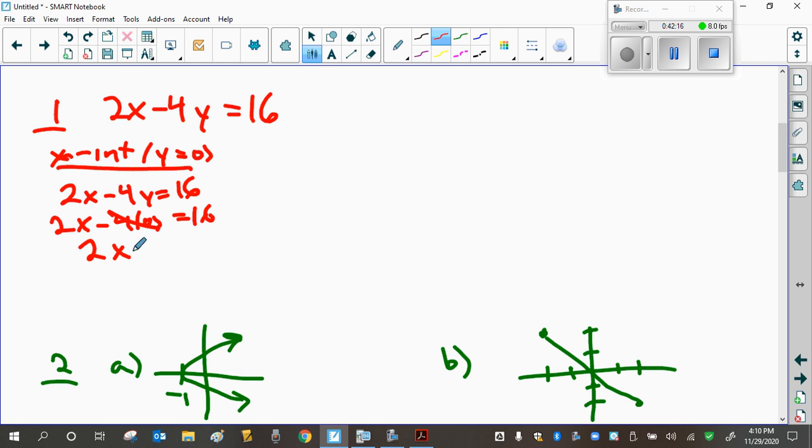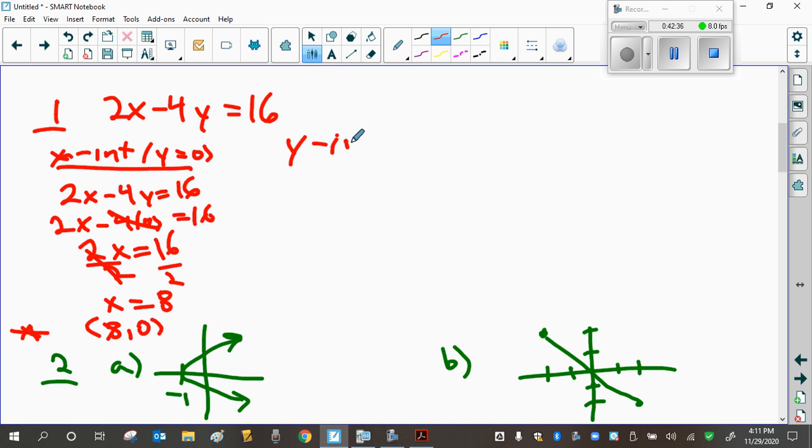And you get 2x equals 16, and then solve. We're happy about that one. Divide both sides by 2. X equals 8, and don't forget to write it as an ordered pair. The intercept of points. X equals 8 is a vertical line. You need to write it as an ordered pair.